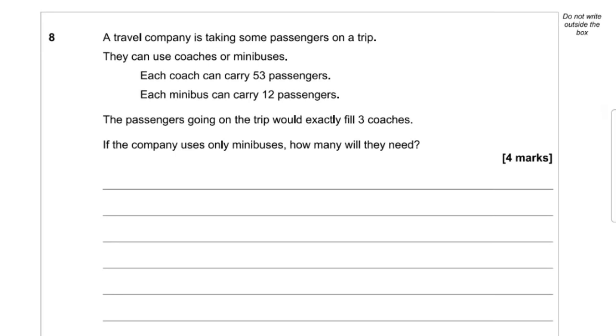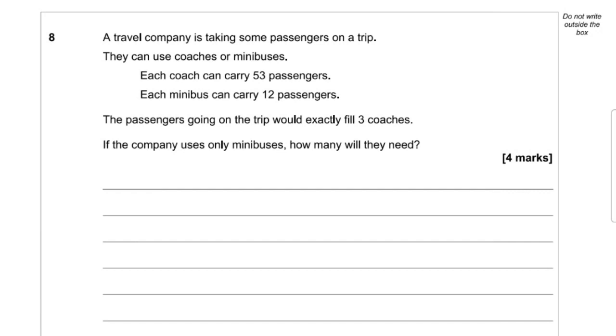So a travel company is taking some passengers on a trip. They can use coaches or minibuses. Each coach can carry 53 passengers. Minibuses can carry 12 passengers. The passengers going on the trip would fill exactly 3 coaches. If the company only uses minibuses, how many will they need?